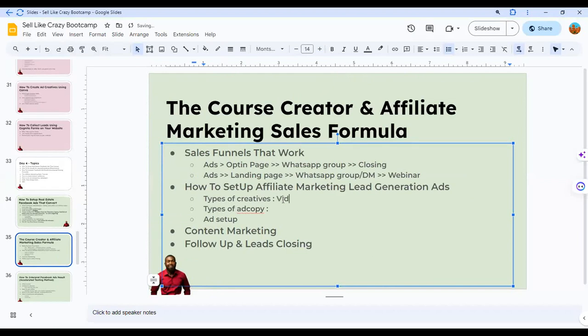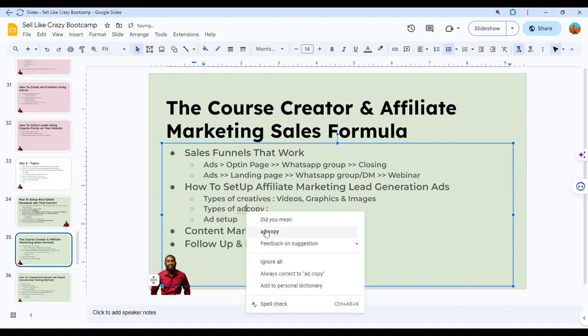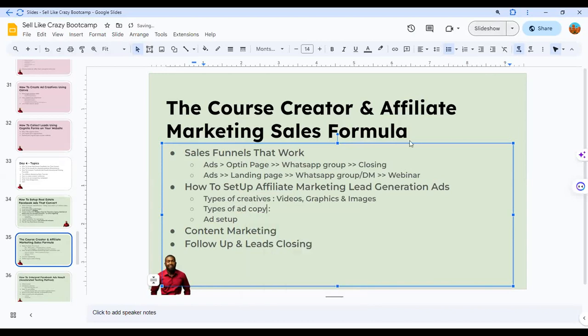There's videos, there's creatives, or let's say graphics. I'm going to explain the difference between them. And then there is images. So graphics and images are supposed to mean the same thing, but in this context, they don't mean the same thing. So I would like you to pay attention to what I am saying.